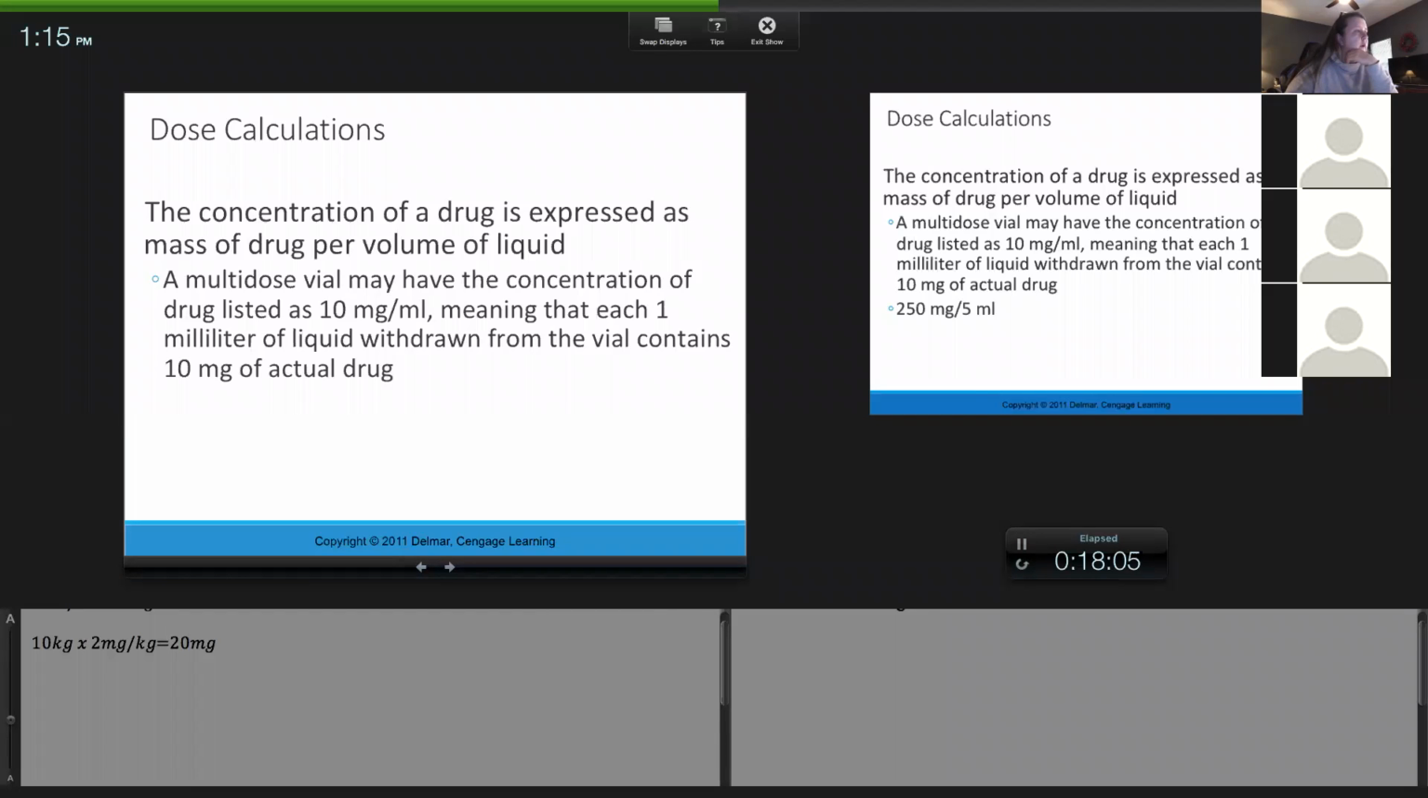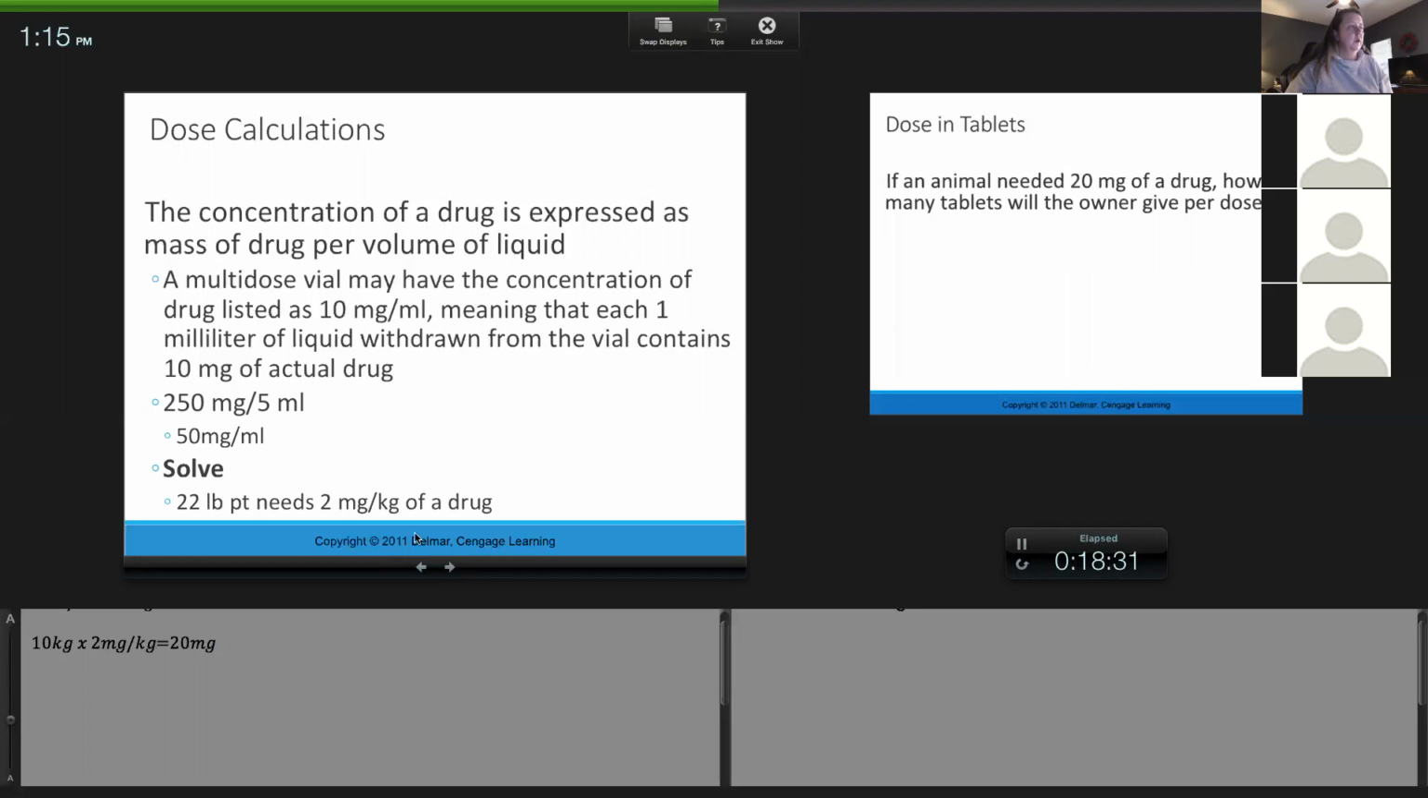Okay. Now, sometimes, and this drives me nuts, sometimes drugs get sent to us and they will say this vial contains 250 milligrams per 5 mLs. So I have to figure out how many mgs per mil that is. So you literally divide 250 by 5, which would give you 50 milligrams per mil.